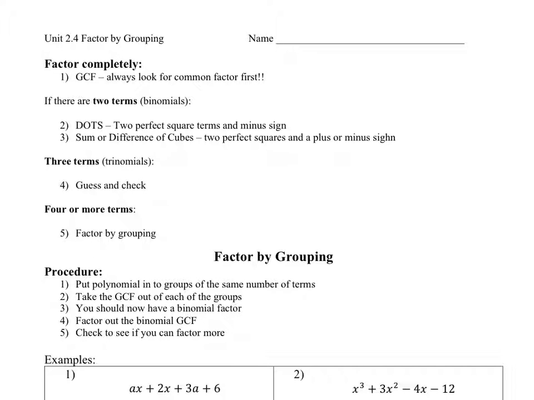All right, factor by grouping. It's almost the last method we use to factor. Almost. We've got one more after this, substitution. But factor by grouping is a very special type of factoring, and it's pretty straightforward.